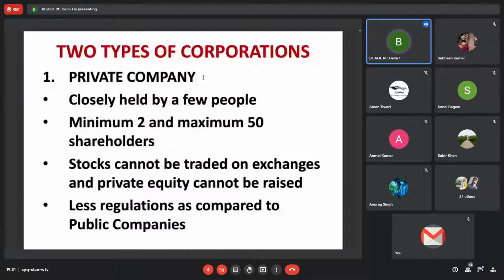Earlier we read that the shares are transferable. They are only transferable in case of public companies. Okay, so in case of private companies, these shares are not transferable and they cannot be traded. The public companies' shares are basically dealt with on the stock exchanges, and of course lesser regulations, since it's an extension of partnership firm. So there are lesser regulations as compared to public. Public is a full blown form of a company.